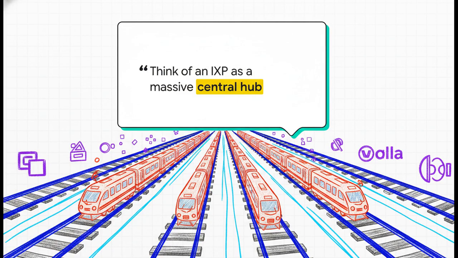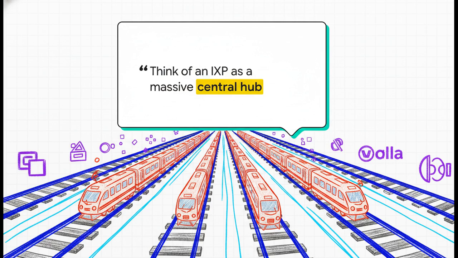To really wrap our heads around the mechanics here, it helps to think of an IXP as a massive central hub. Honestly, very much like a grand central station for data. It's where various tracks meet, so passengers can switch trains without having to travel out to some distant terminal. We're going to use this metaphor as our map moving forward.